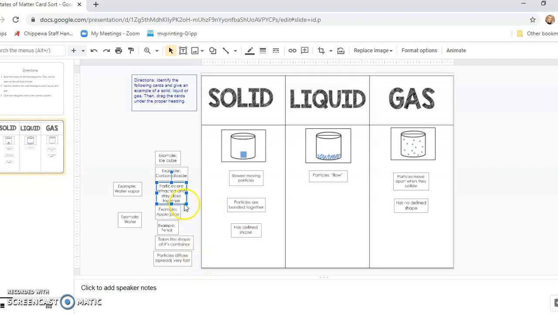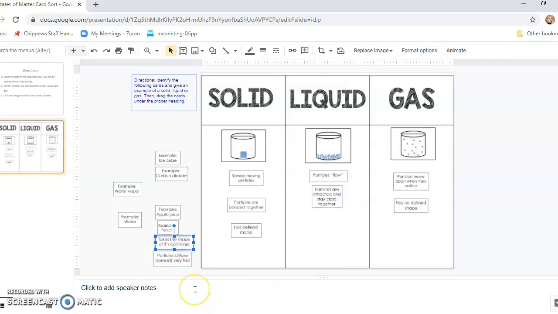Our next box, let's do this one up top. Particles are attracted and stay close together. So they're not quite as close as maybe our solid, but it goes under our liquid, because in our liquid state of matter, those particles are kind of moving around, but they're attracted together and they kind of stay together.